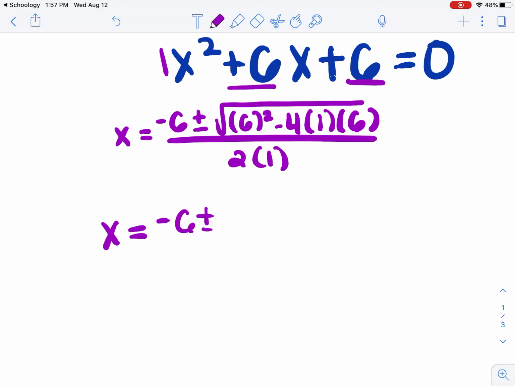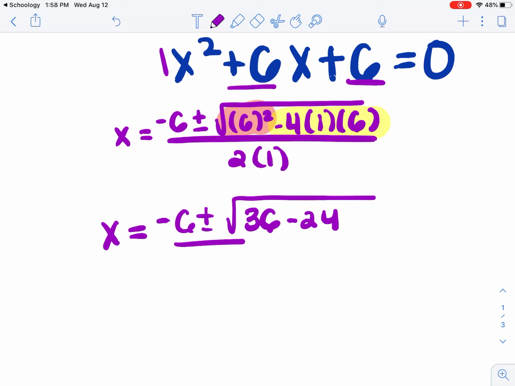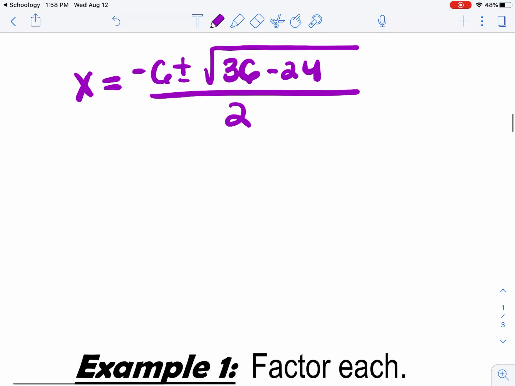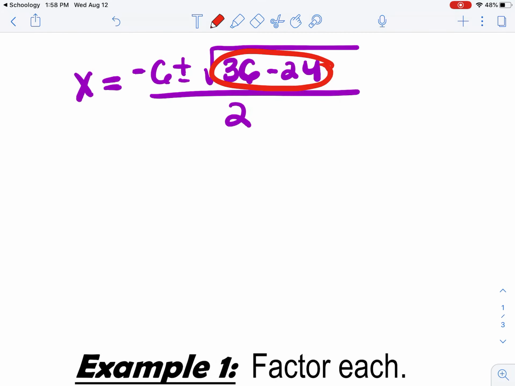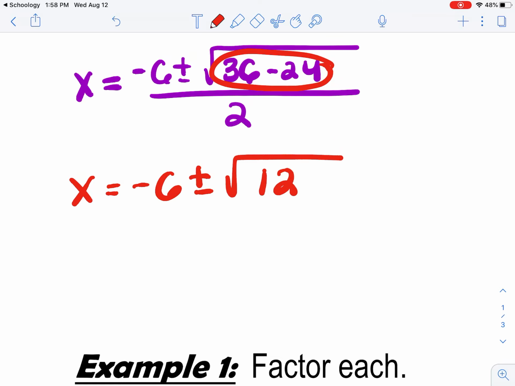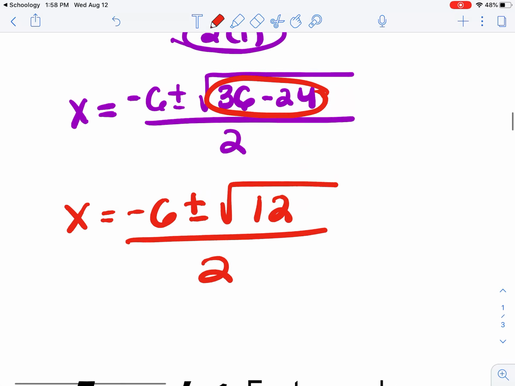You're going to do negative 6 plus or minus the square root of. First thing you're going to clean up is this. That's 36. Second thing that you're going to clean up is this. That's negative 24. The third thing you're going to clean up is this, which is 2. Fourth thing that you're going to clean up is this. x equals negative 6 plus or minus the square root of 12, all over 2.